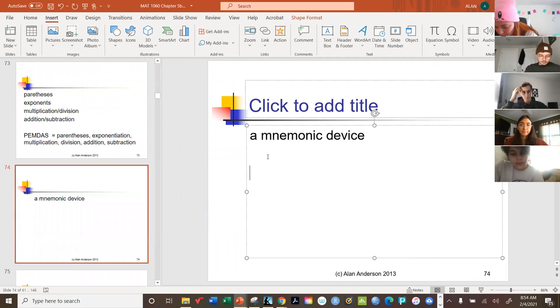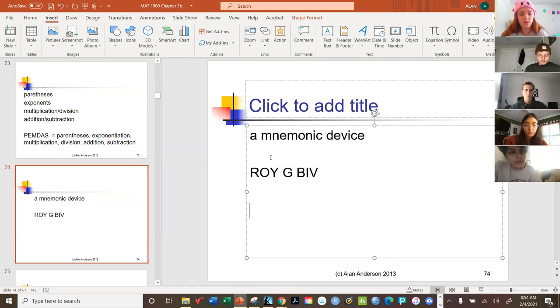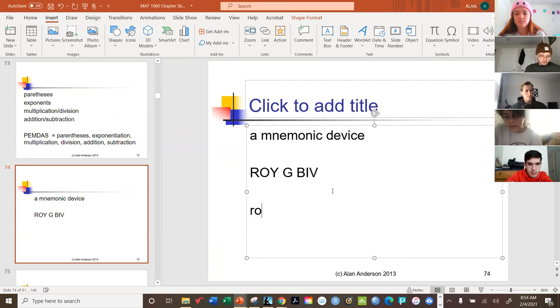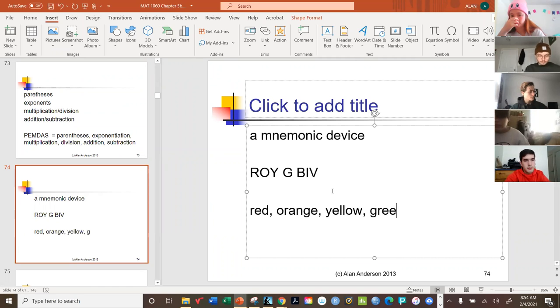I remember from high school physics, and you were learning about the spectrum. Does this one look familiar? What is that supposed to help you memorize? I bet at least some of you remember. Oh, here we go. The colors of the rainbow. In other words, the rainbow has the colors in this order: red, orange, yellow, green, blue, indigo, and violet.